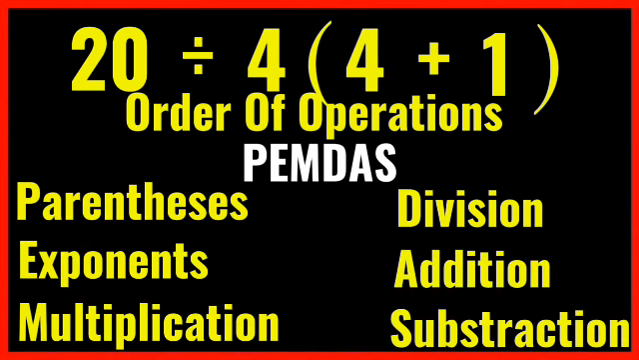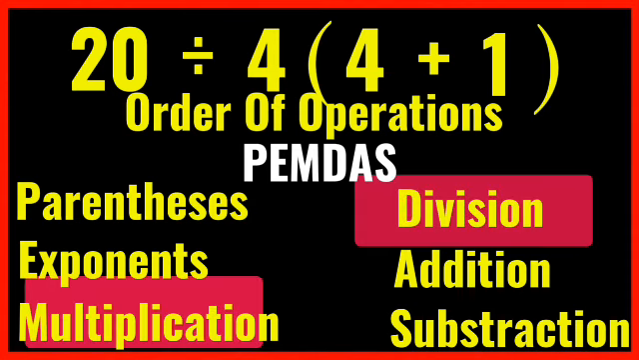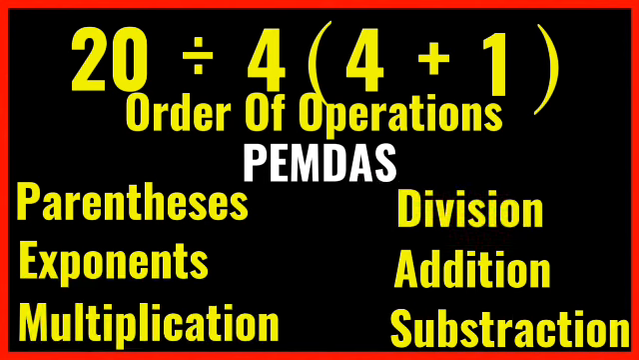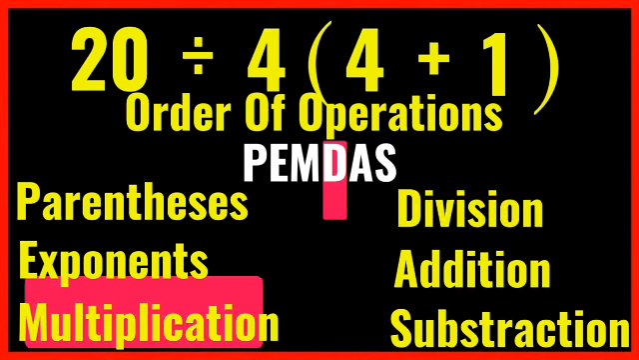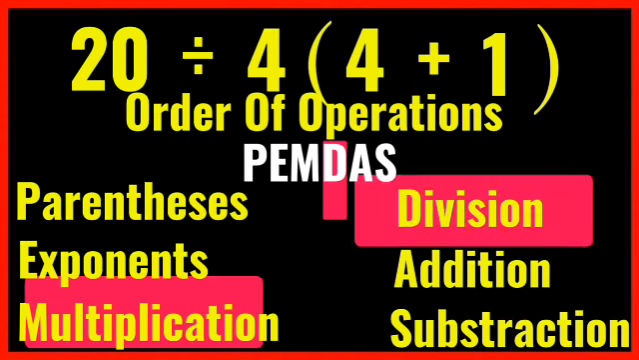Here is a secret trap where almost everyone slips up. Multiplication and division have equal priority. You don't do multiplication first just because the letter M comes before D. You perform multiplication and division strictly from left to right, whichever comes first.